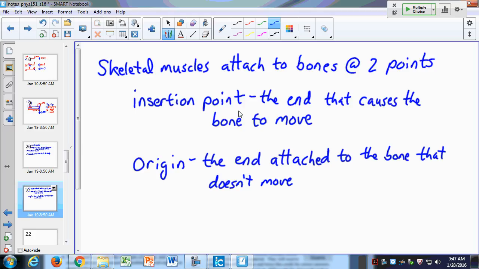Which of those is the insertion point? Is it here or is it here? The insertion. Yeah, down here, because it's attached to the bone that moves. Whereas notice this part is not moving at all. So this part where the bicep is attached, that's called the origin. That's where it originates. So be able to identify those and know what they are.